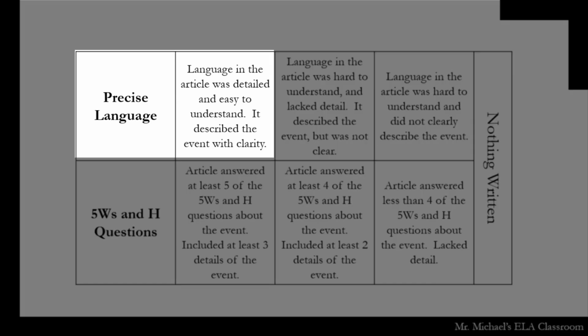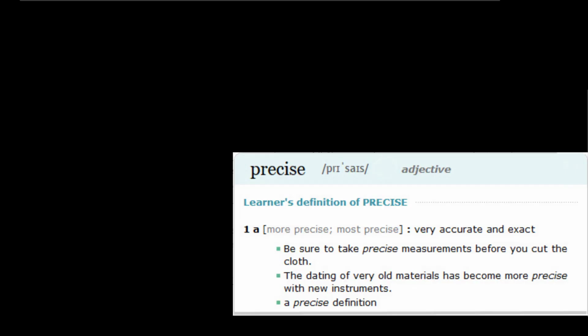Now, precise language. Language in the article was detailed and easy to understand. It described the event with clarity. So it was not vague or hard to understand. It was easy and precise.